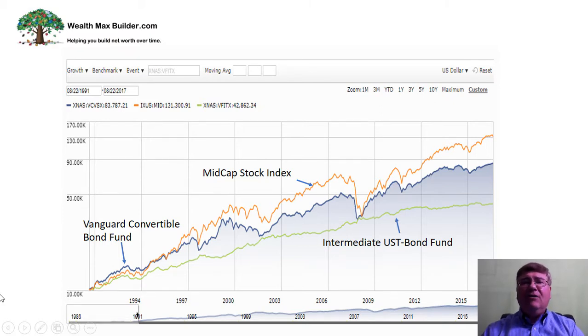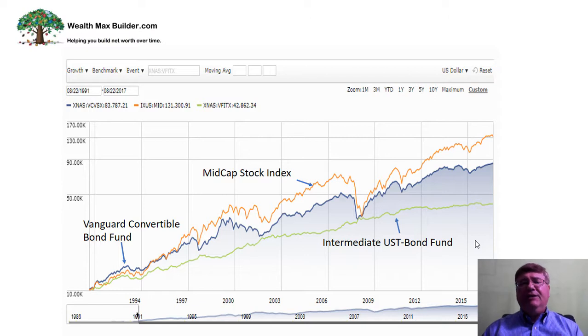So when you look at it over very long periods of time, the convertible bond fund is behaving more like a stock than it is a bond, which raises the question, why should you even bother being in convertibles? Why don't you just allocate a certain percentage to a mid-cap stock fund and have a certain allocation for the investment grade bonds or U.S. Treasuries? No need for converts, really.